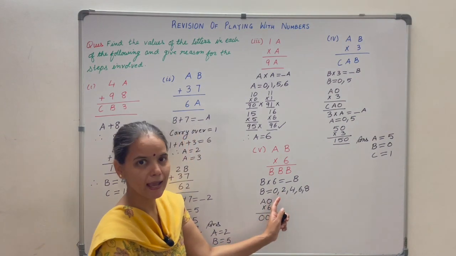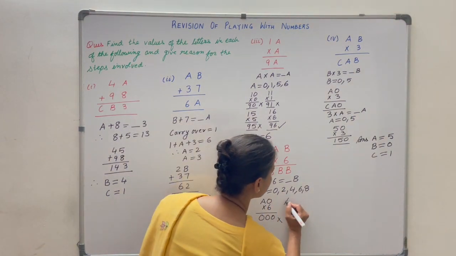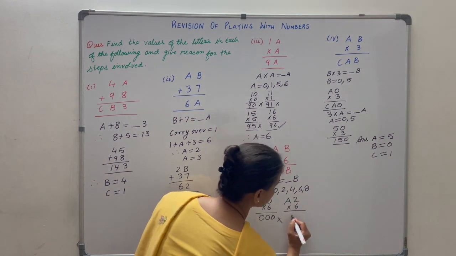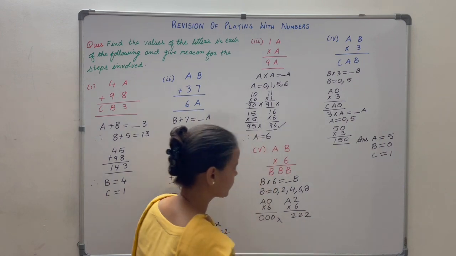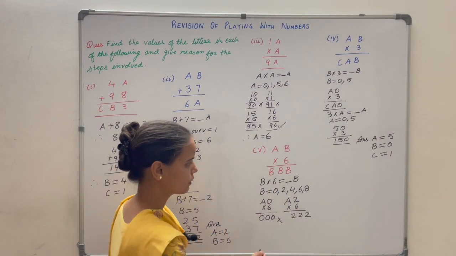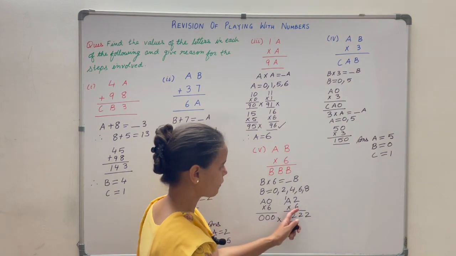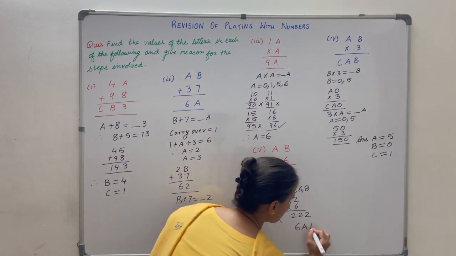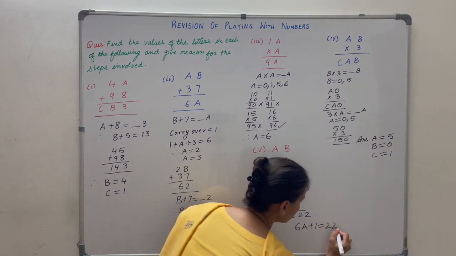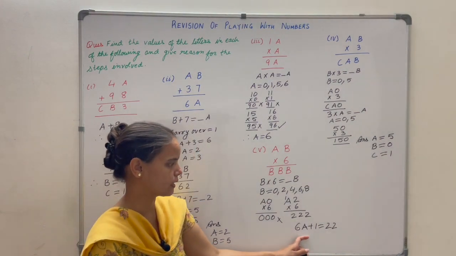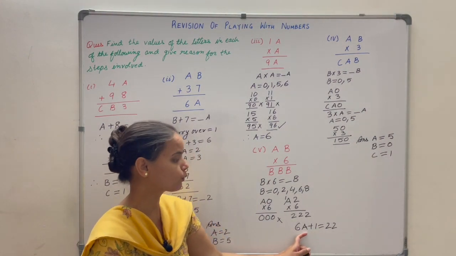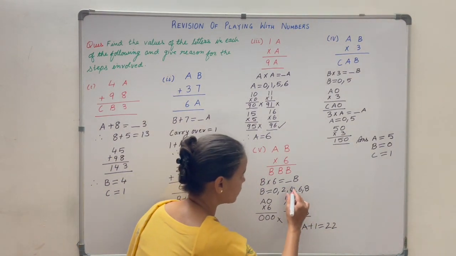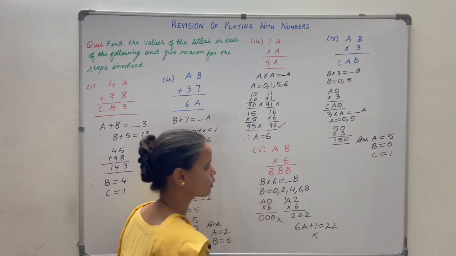Now let us take B as 2. So if you put the value of B as 2, A 2 into 6, you should get the answer as 2, 2, 2. So 6 into 2 is 12. So the carryover is 1. Now 6 into A plus 1 should give you 22. So 6 into 3 is 18 plus 1 is 19. 6 into 4 is 24. Obviously beyond that it will be more. So you cannot take the value of B as 2. So this option is also ruled out.